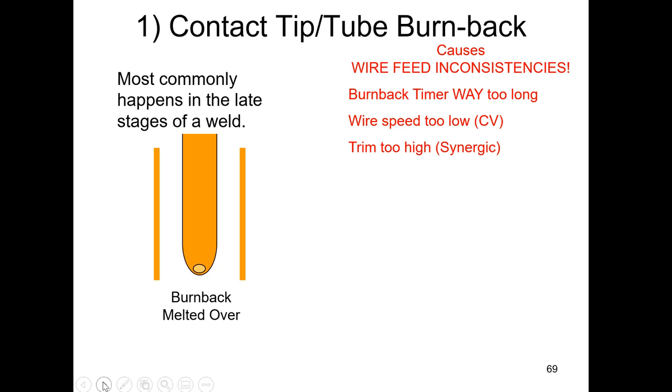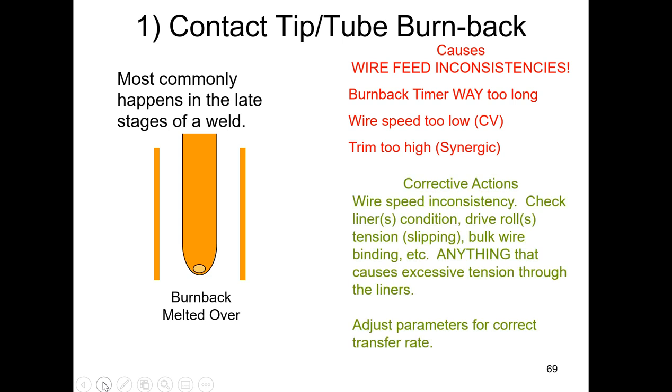So when you see this condition, it's commonly happening in the late stages of the weld. And it's usually wire feed inconsistencies, or if you've got a burn back timer, which is a parameter, as I discussed before, that's way too long. Remember, the extension has suffered for some reason, the extension being the area where the wire comes out and where the voltage pinches it off. If it becomes way too high, or the wire becomes short and the voltage doesn't change, it eventually works its way back to the tip and actually welds it right over.